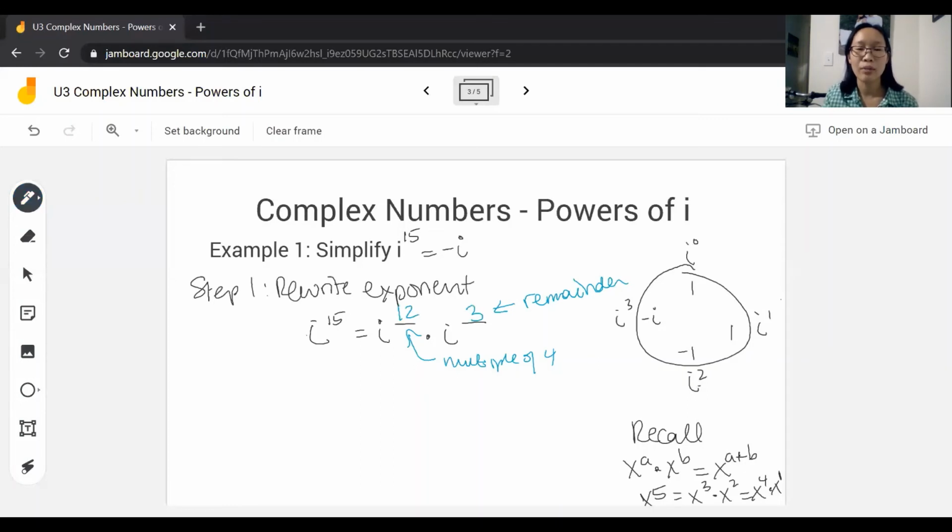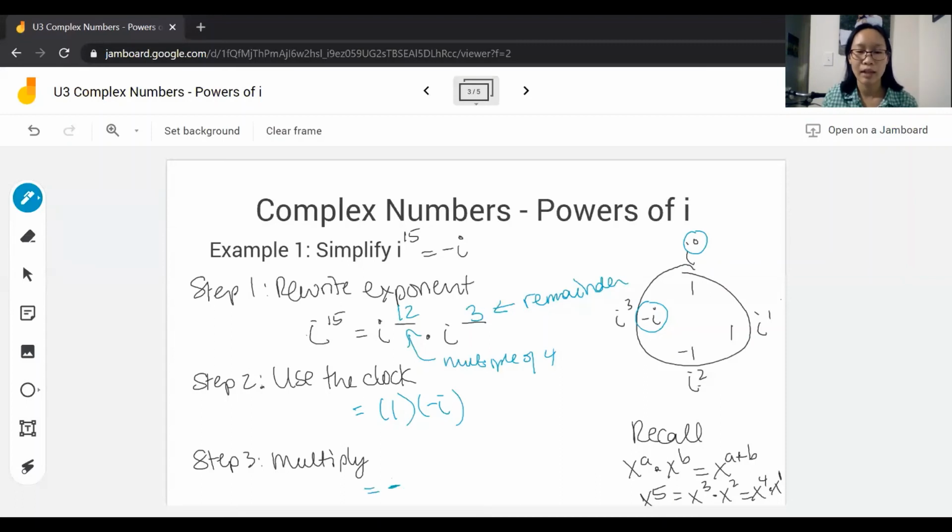In step 2, we're going to use our clock to help us. I know that any multiple of 4 is going to be at the 0 position. So i to the 12th, because 12 is a multiple of 4, is going to be equal to 1. And then i cubed is -i. Step 3, I just multiply what I found in step 2. So 1 times negative i is negative i, which is exactly what we found when we counted our way around.